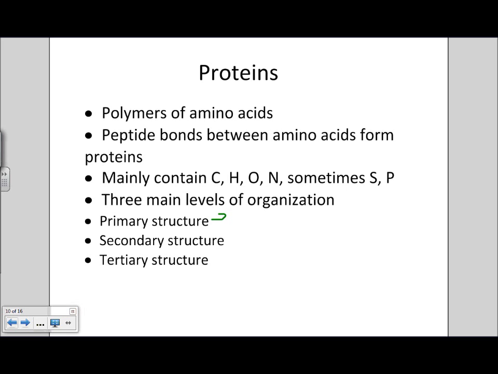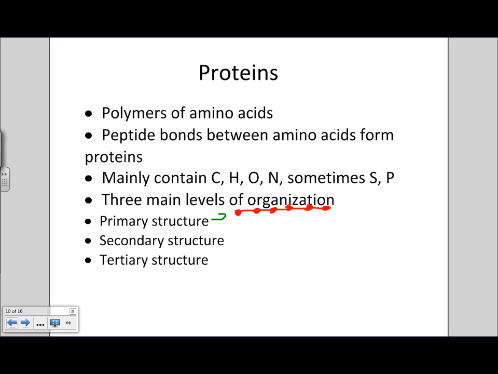This is the most simple structure of a protein, and this is relatively simple. All this is just what we would call a linear chain of amino acids. So you have an amino acid, a peptide bond, peptide bond, peptide bond. So all this is just a chain of amino acids. I'll talk about how we make proteins when I talk about DNA and genetic control of cells. But that's all the primary structure of a protein is, just a linear chain of amino acids.